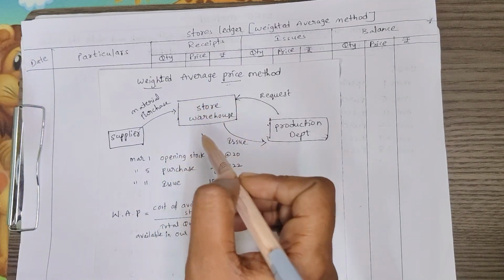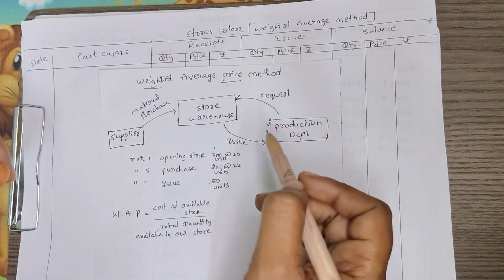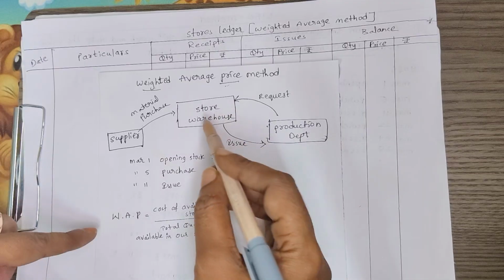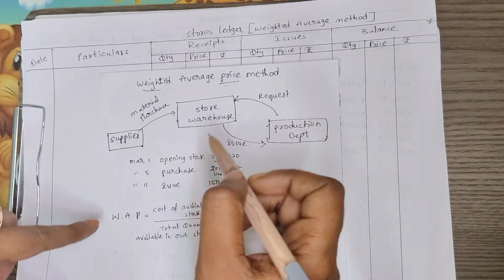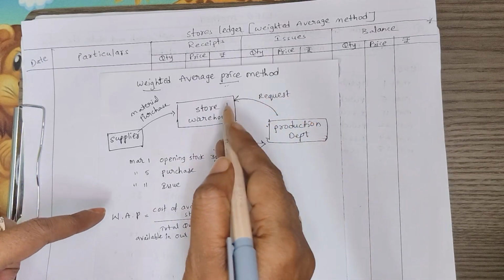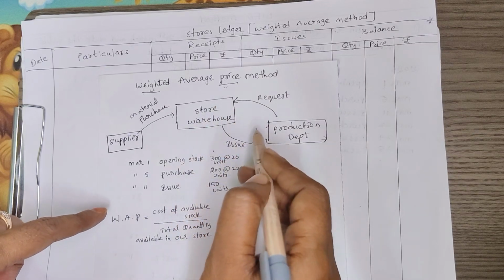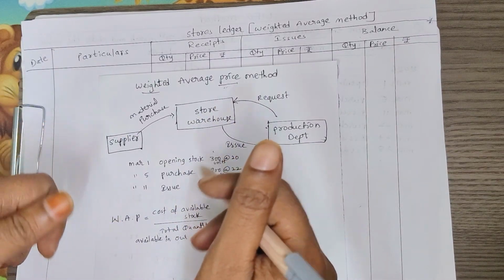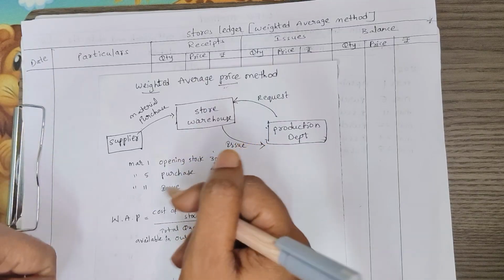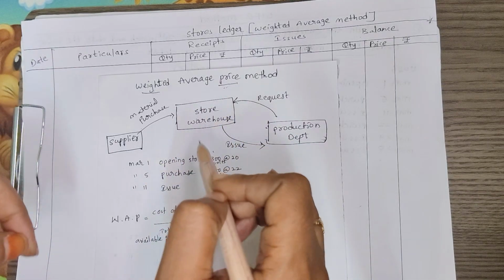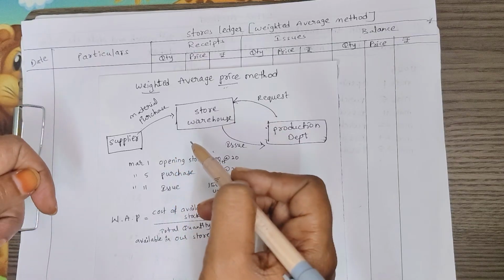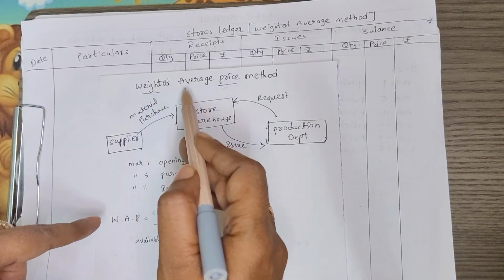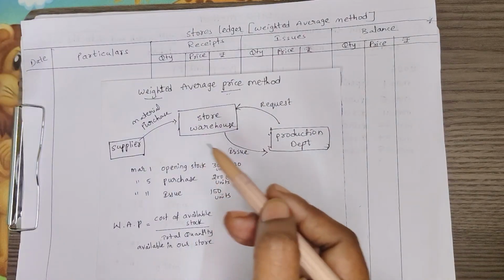Okay. So let's say the production department needs 150 units of raw material from the store. So it made a request to the warehouse to send those 150 units of raw material. Now, how will you send those 150 units of raw material? At what price will you send? That is the question here. So, at the time of issue only, we need to follow the method of issue. Here we are using the weighted average price method. Yes. So, it's very simple.